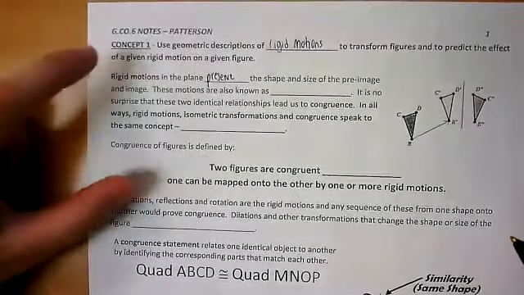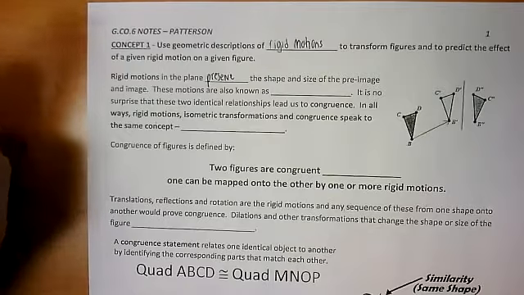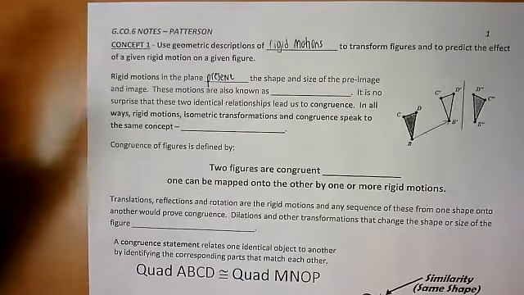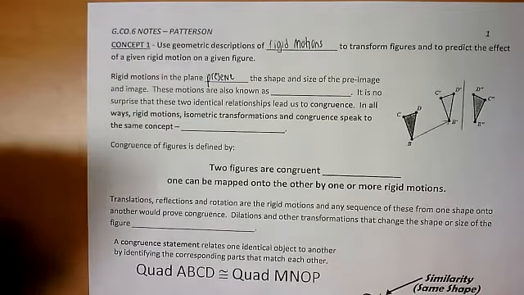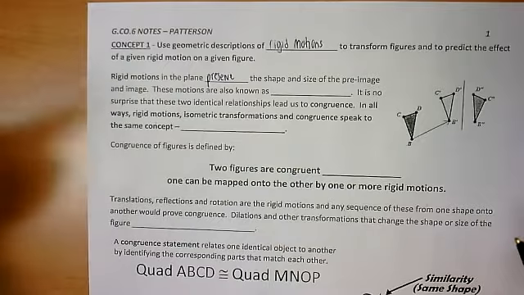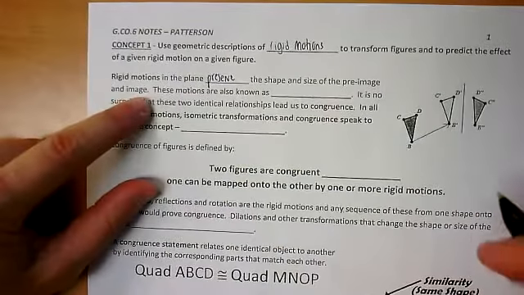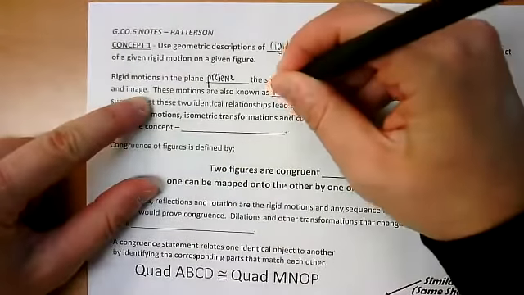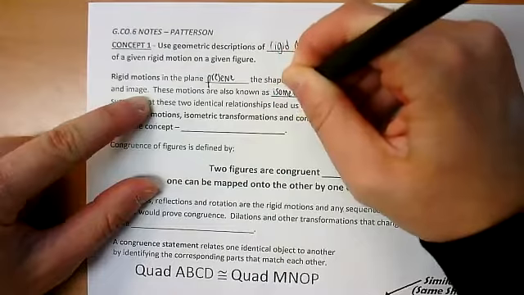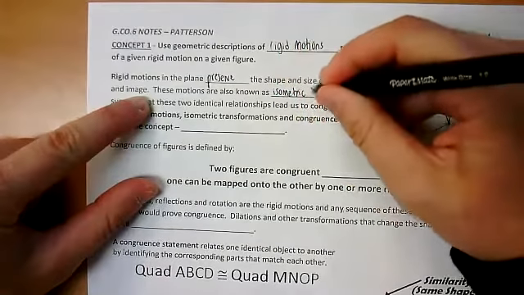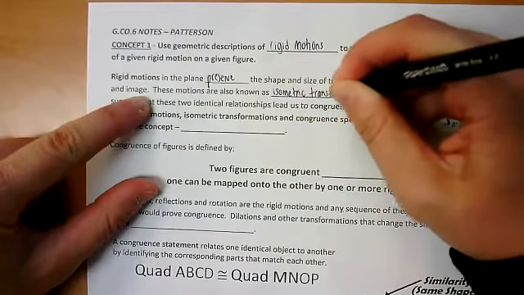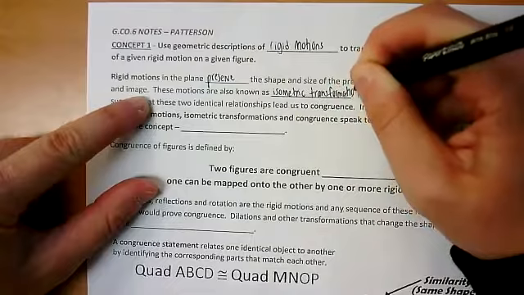the shape and size of the pre-image and image, right? So we know that it's going to be same shape, same size between our pre-image and image when given a rigid motion, whether it's a reflection, rotation, or translation. These motions are also known as isometric transformations. So far, this is all just review for us, right? We're already familiar with these terms and us discussing them from the previous week of class.